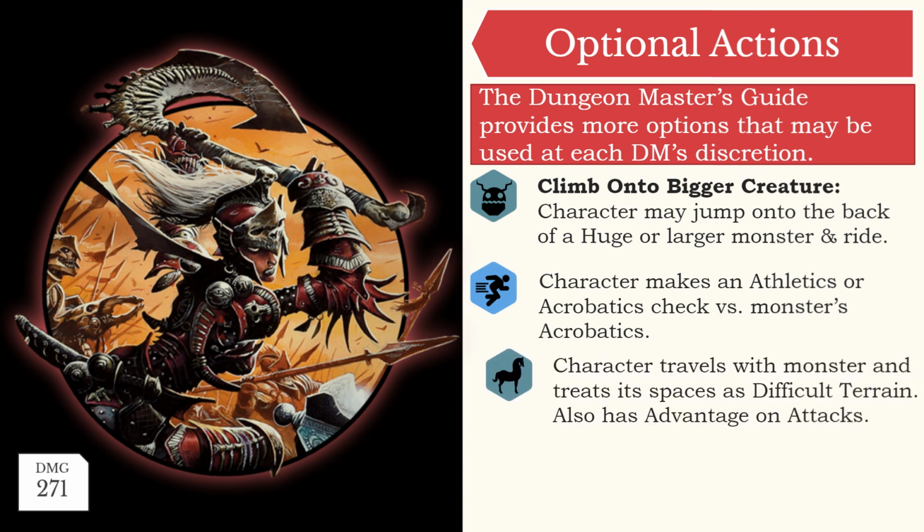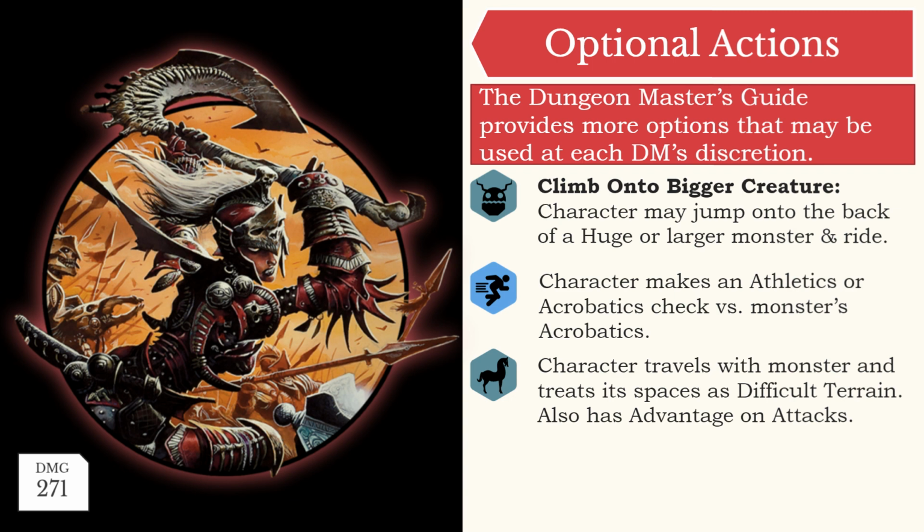They will now move wherever the monster moves and can walk around on the spaces occupied by the monster's body as if it was difficult terrain. The character also has advantage on all attack rolls against that monster, whether or not the monster can attack the character riding them, and whether they have advantage or disadvantage on attack rolls is entirely left to the DM to decide based on the character's location and position relative to the monster.